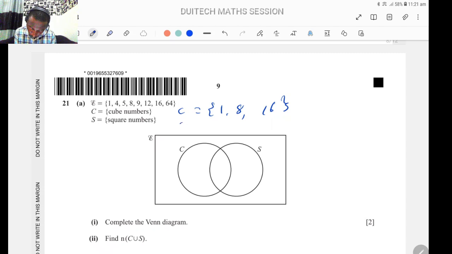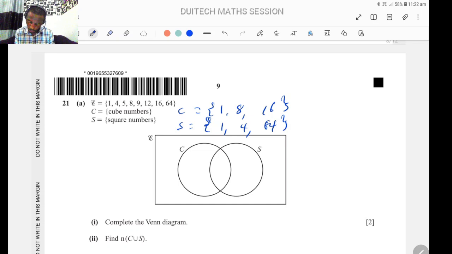So let's look for S. S is square numbers, right? 4 is there. In fact, 1 is also there, because 1 times 1 is 1. We have 4, since 2 times 2 is 4. We have 64, sorry, which is 8 times 8. So let's put them together.